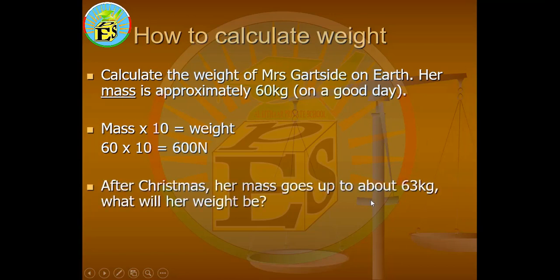After Christmas, her mass goes up to about 63 kilogram. What will her weight be? So you have to calculate her weight, which she has gained. Again, mass multiplied by 10 is equal to weight, which will be 63 times 10, which will be 630 Newton.